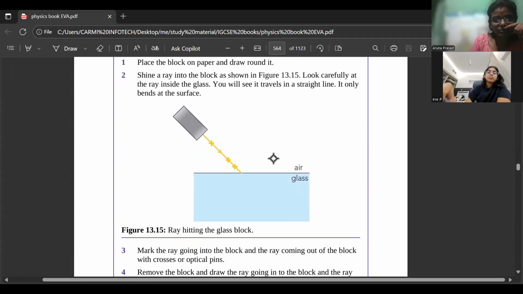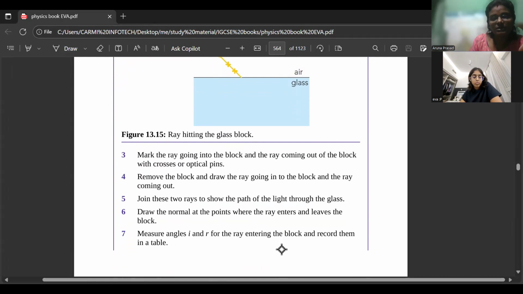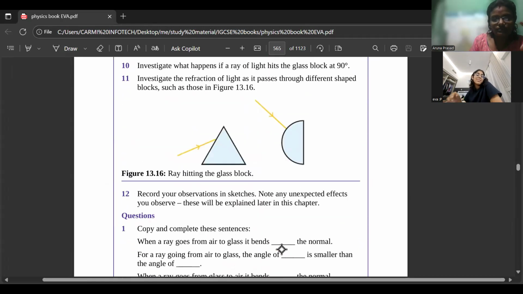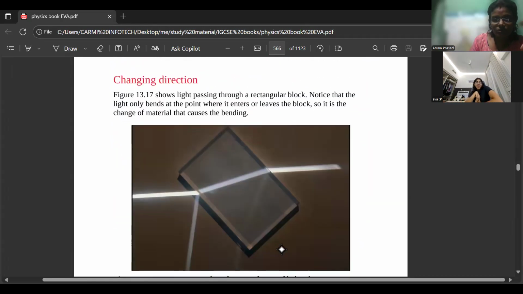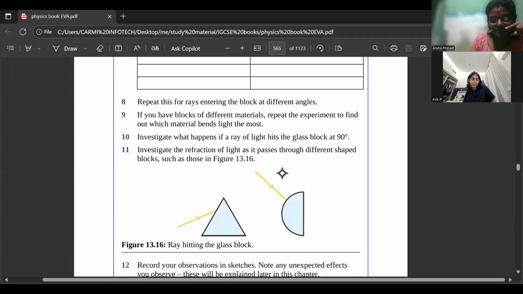Mark the ray going in, the same thing. What are they writing here, Eva? You can do either, it depends upon what type of glass your school is providing you. This is a rectangular glass slab. Either in place of it, you can go with a prism even, or this type of lens.